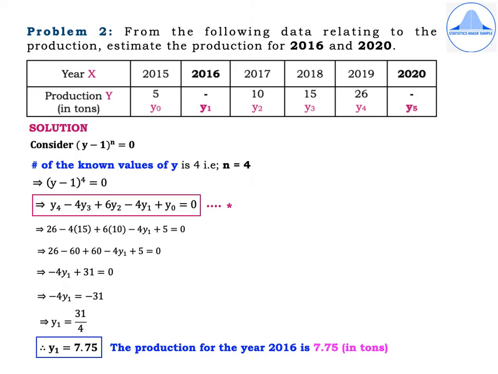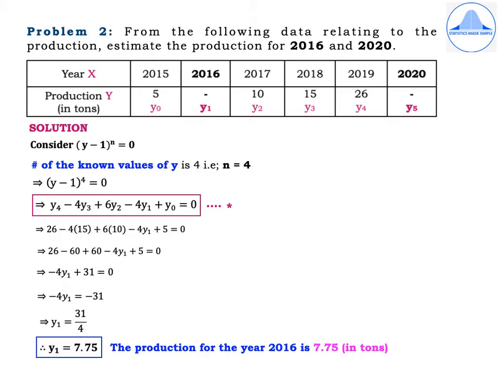Problem 2. From the following data relating to the production, estimate the production for 2016 and 2020. In the first row, you have year 2015, 2016, 2017, 2018, 2019, 2020. Production in tons in the second row are 5, the missing production blank, 10, 15, 26, and the next missing production, which is also denoted by a blank.